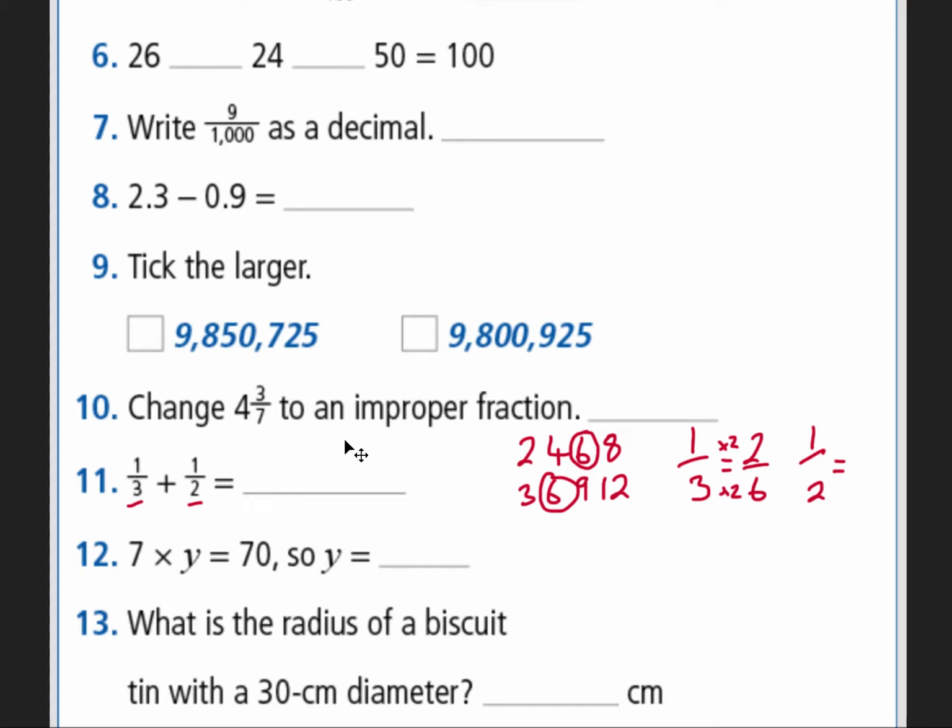On number 12, 7 multiplied by something gives you 70. So what is that something? If you don't know that off the top of your head, take the 70 and divide it by the 7, and that'll give you your answer for that one.